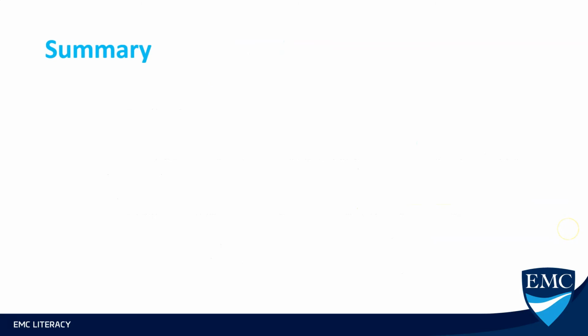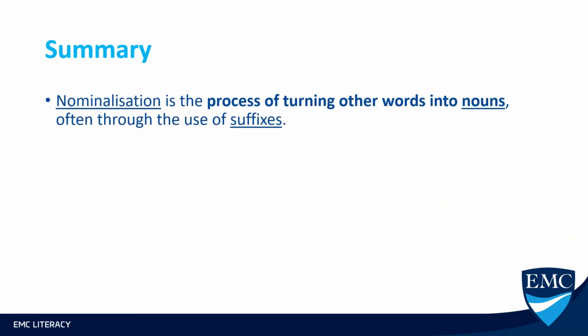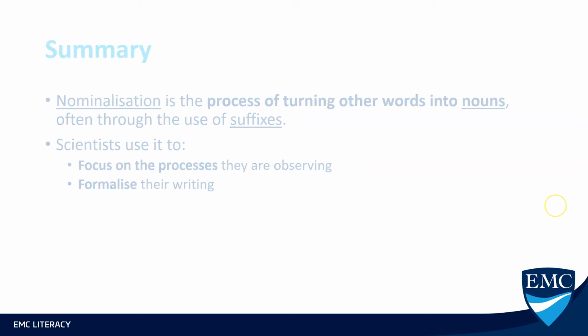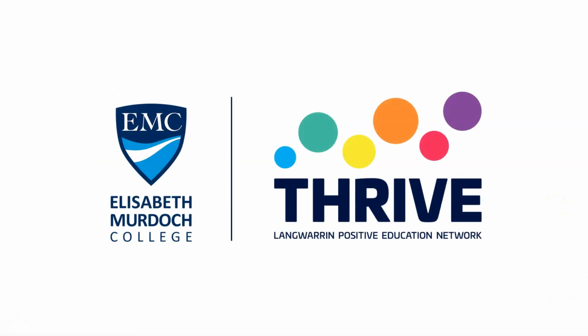So let's finish off with a quick summary. Nominalisation is the process of turning other words into nouns, often through the use of suffixes. Scientists use it to focus on the processes that they're observing and to formalise their writing. So next time you read something scientific, keep your eyes peeled for those little suffixes because they might be hiding a process behind a noun.